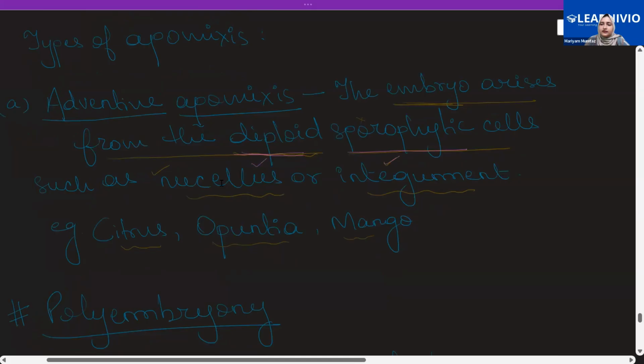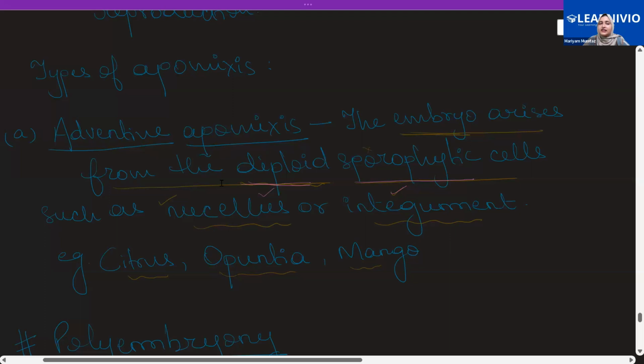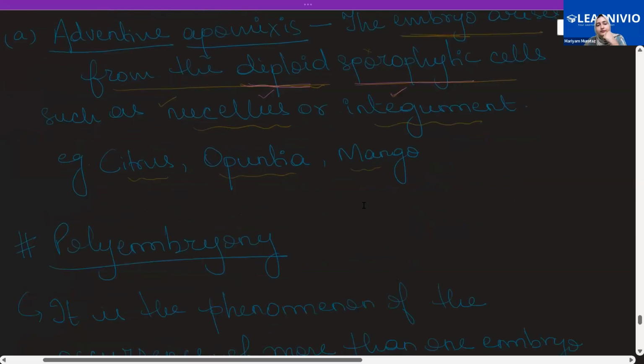Now there is a little bit extra, adventive apomixis. It tells us that the embryo is arising from diploid sporophytic cells. Sporophytic cells means the body cells of the female reproductive system, like the nucellus, the integuments, right? The parts that do not participate in the reproduction. If the seed is being formed from them, then we call it adventive apomixis. Clear? This is seen in citrus, opuntia, and mango.